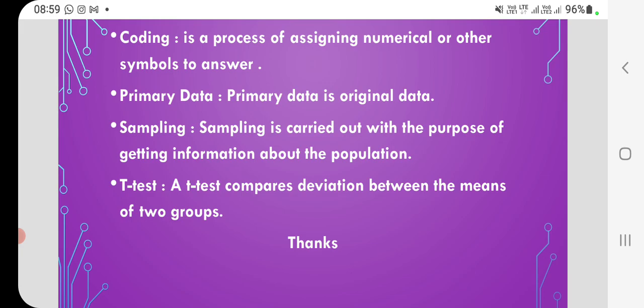T-test. A t-test compares the deviation between the means of two groups. So these are some of the important terms which are used in research methodology or research methods.